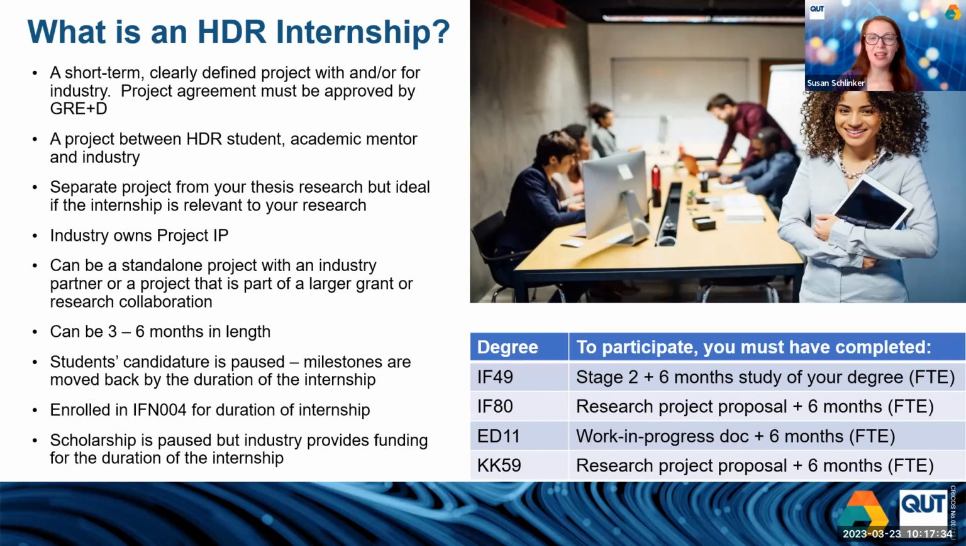In terms of eligibility, when you can undertake an internship, you can see we've got the 4 different HDR degree codes on the screen. What they all have in common is that they require 6 months of full-time equivalent study. And then IF49 students also need to complete stage 2. ED11 students also need to complete the work in progress doc, and IF80 and KK59 students also need to complete the research project proposal before you're able to undertake an internship.